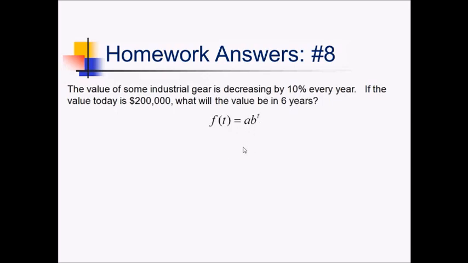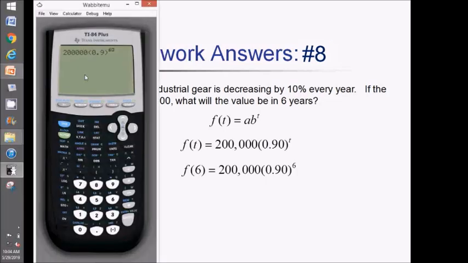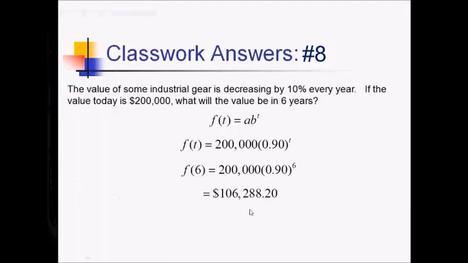So we have an A value, a starting value of 200,000, and a B value of, well, if we're decreasing by 10% each year, that means we're multiplying by 0.9. That's 100% minus 10%. And we're going to have the exponent t in there still. Next, we want to know the value in 6 years. So that's going to be 200,000 times 0.9 to the 6th, which we need the calculator for. So plugging this in my calculator, that comes out to approximately $106,288.20, and there's no approximate about it. That's actually an exact value. So there we go.